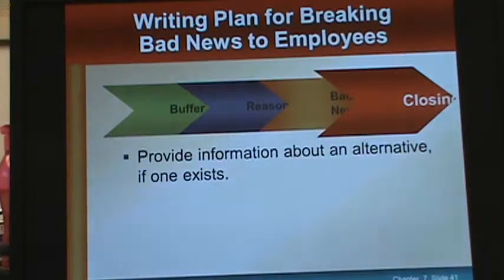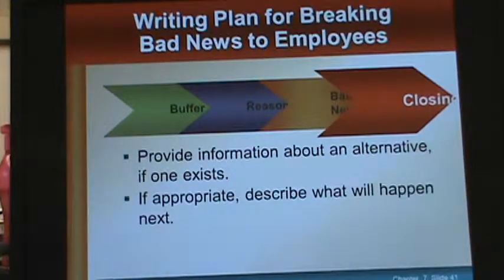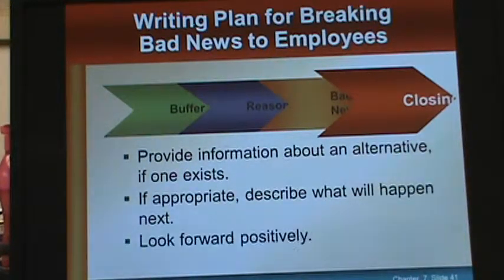And in closing, provide information about alternatives if one exists, extra training, probation, whatever the case may be. If appropriate, describe what will happen next and look forward positively. And that is the end of chapter 7.